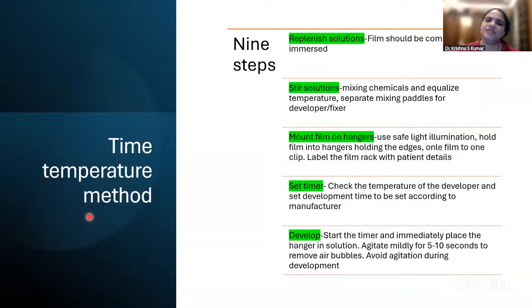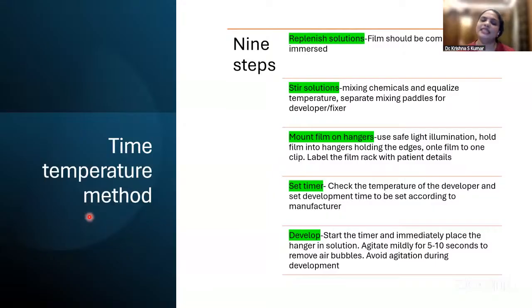The first step is that we have to make sure all the solutions are completely replenished. That means the film should be completely dipped into the solution. Then before starting, the solutions should be agitated properly so that the chemicals are mixed, and you should use different mixing spatulas or paddles for developer and fixer to prevent cross contamination. Later, on a safe light illumination, as we discussed earlier, we can remove the packet, mount it on a hanger, holding the edges and not touching the base of the film, and label it.